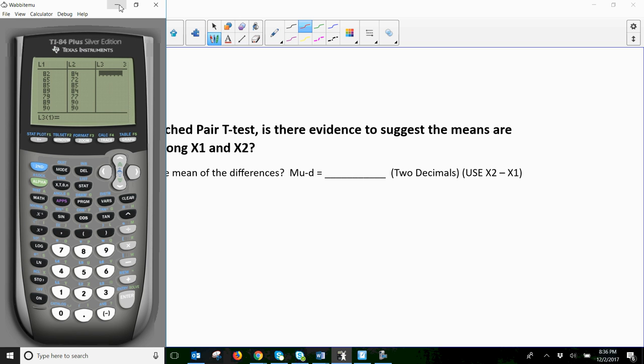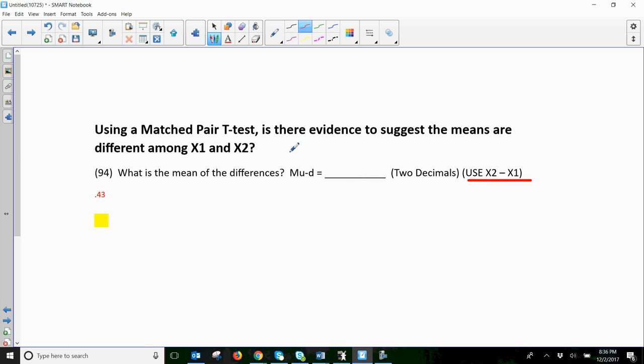Remember that in matched pairs, the groups are dependent. Usually it's either a pre-test and a post-test on the same group of people, or there's some closely related pairing. So let's go to second quit. And the way we do it, we save list 3 as a difference between list 1 and list 2. Well, here actually I told you to use x2 minus x1. This way we all get the same answer. So we're going to make list 3 equal list 2 minus list 1, right? Because this is x2 and this is x1. And this is going to be the difference.